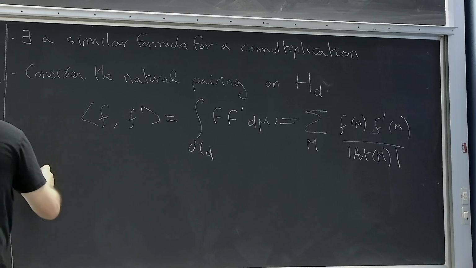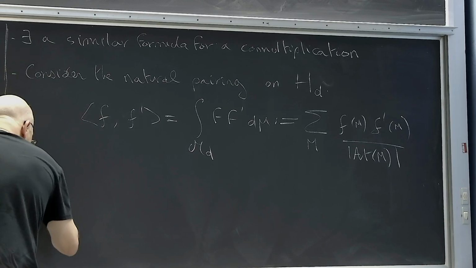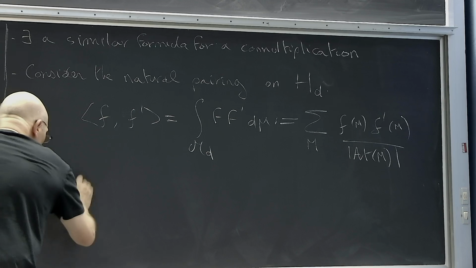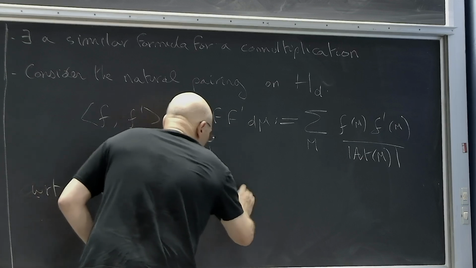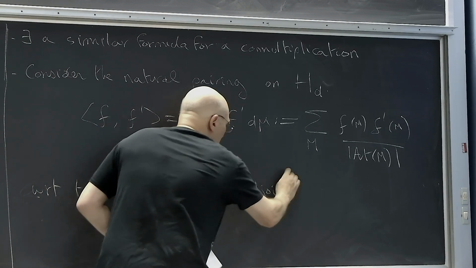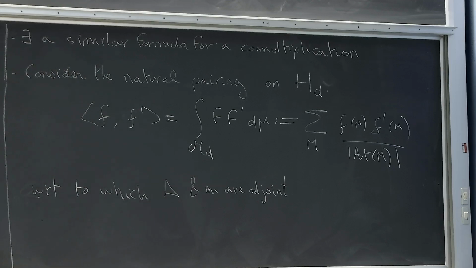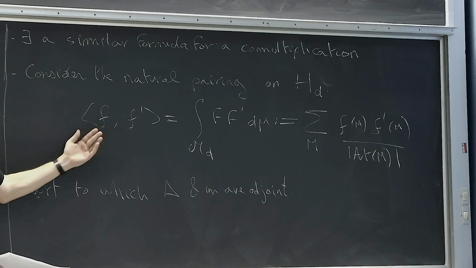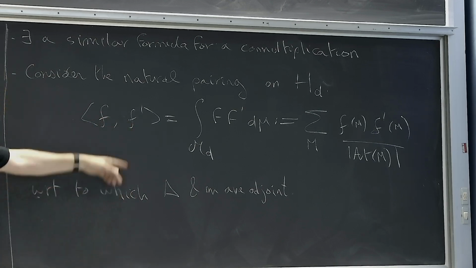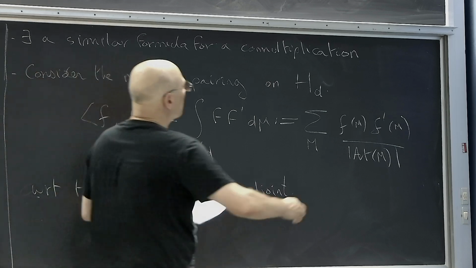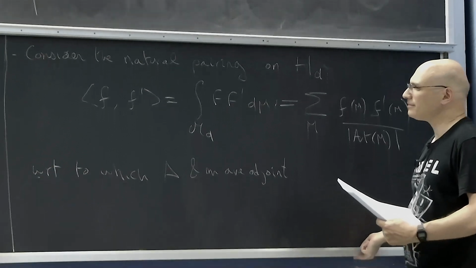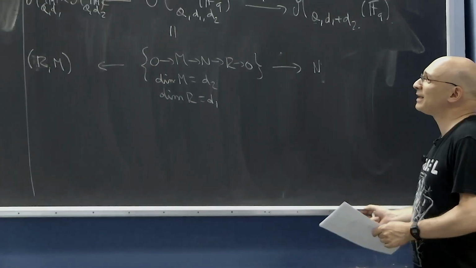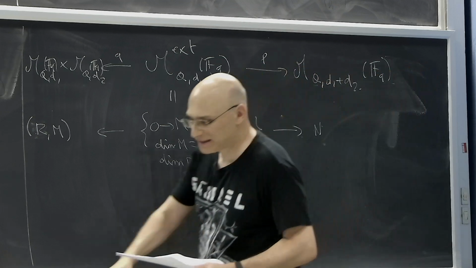And then what one can show is that delta, with respect to this pairing, and multiplication are adjoint. So if you know a little bit about adjunction for these types of morphisms, then from this non-degenerate pairing and the adjunction, you can recover the formula for the co-multiplication.